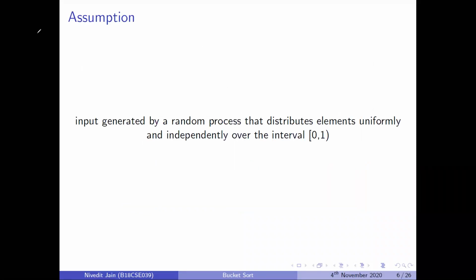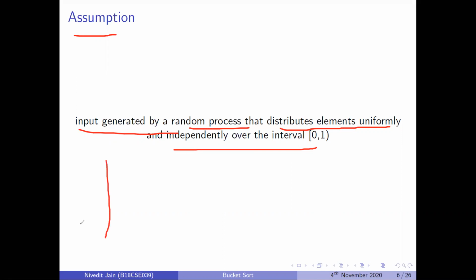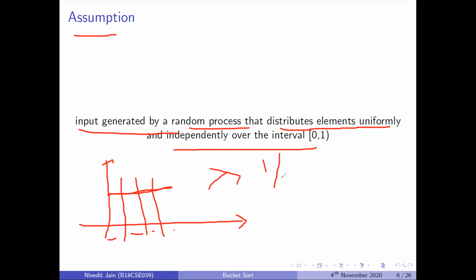We are taking one important assumption: that our input is a random process, distributed uniformly and independently over the interval 0 to 1. So this is our input. If we divide into n buckets equally, this would be the division. One can clearly see that the probability of falling in each bucket would be 1 by n. Why? Because it's a uniform distribution.